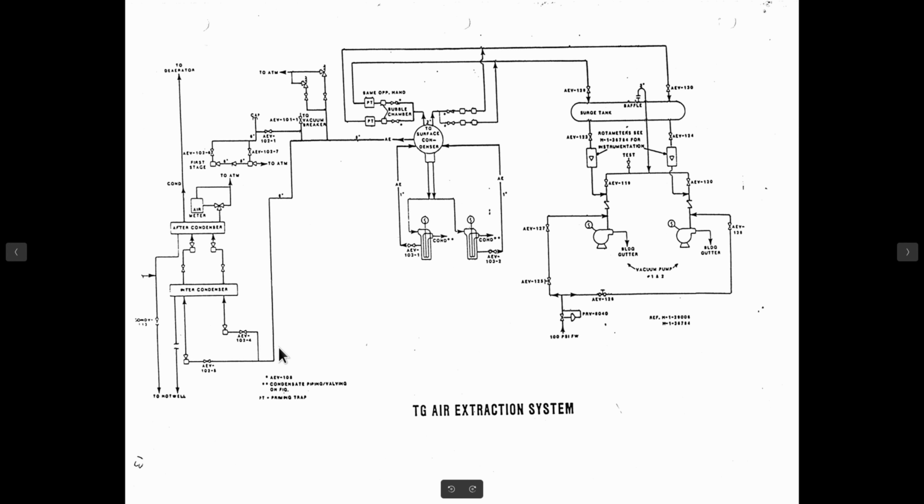This is the air extraction line. Steam jet air ejectors went to the inner condenser. From there, steam jet air ejector pulled the aft condenser, went out to an air meter. You could use this to see how much air and leakage you were having. And then it went to the atmosphere.